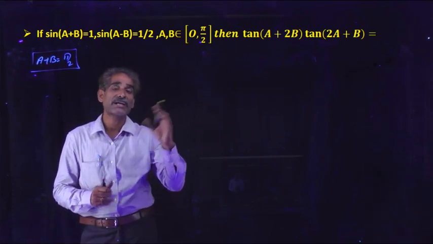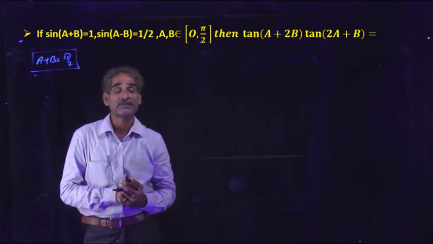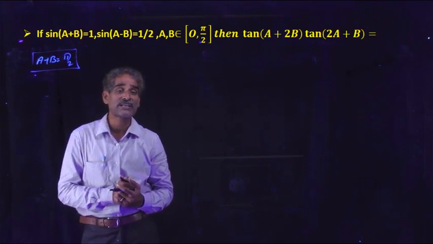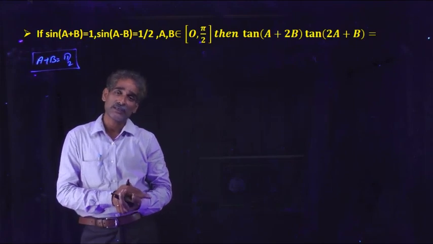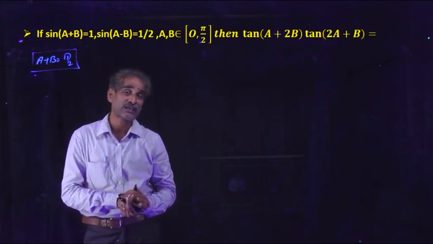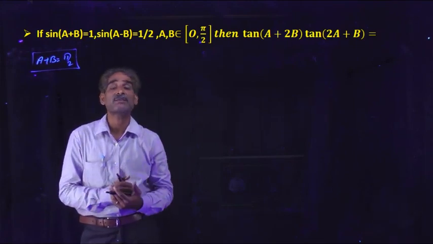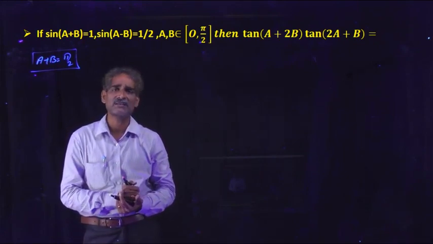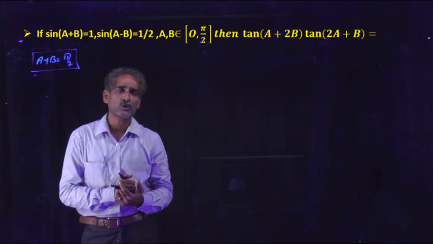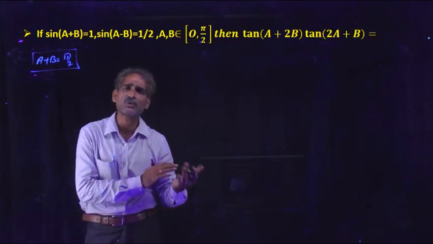Okay, so a and b are in the first quadrant. Sine of (a minus b) equal to 1 by 2 means a minus b is equal to 30 or 150 degrees. But here a and b are first quadrant angles, so their difference should always be less than 90. So sine of (a minus b) equal to 1 by 2 means a minus b equals 30.